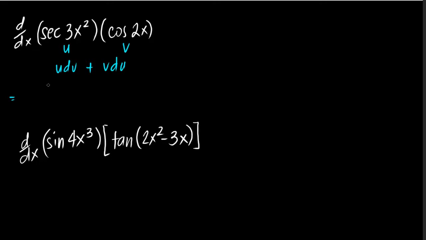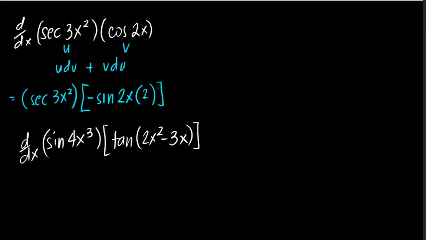Okay. Now, u dv. So, I'll just copy secant 3x squared. Derive v. So, hopefully you remember that the derivative of cosine is negative. So, since it's negative, I'll put a bracket so it won't become a minus. Negative sine 2x. And then, right, you still have to derive 2x. So, there's a 2. Okay. So, now you have u dv plus, okay, v, so cosine 2x, du.